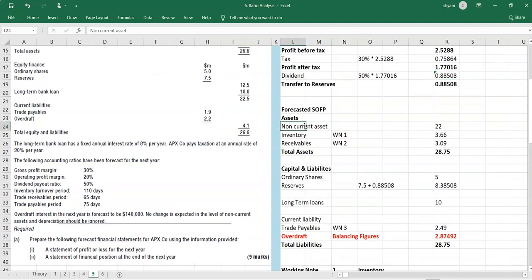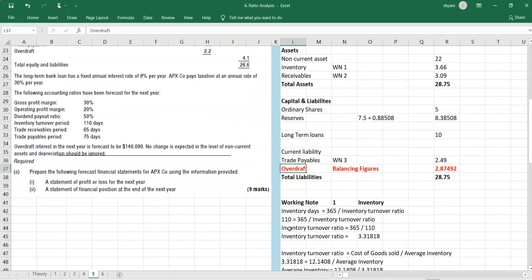Non-current asset information is not given here. So no information is given like bought or sold or depreciation. So directly whatever the number was, we have put it here. For inventory and receivables, there were working notes and they have given the days. So we had to follow that. Shares have not been issued or bought back, so it's the same number of shares. Reserves are the same, but you have to add the current year profit to it. Long-term loans remain the same. Trade payables, we have found out through a working note, and the balancing number is the overdraft. Okay, so that's about this problem.